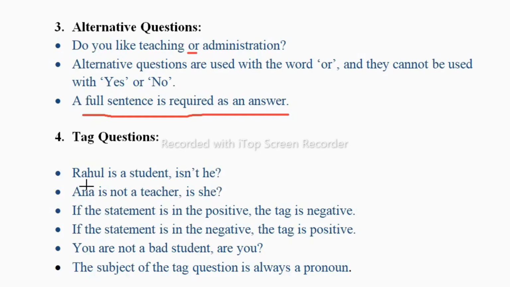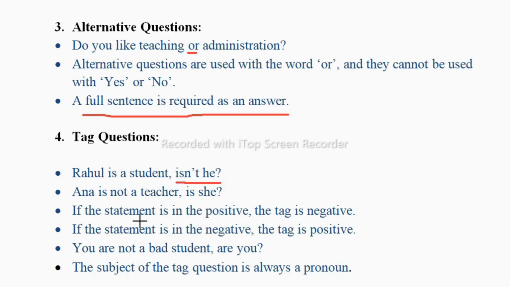Now here, Rahul is a student, isn't he? Now this is your question tag. So in your exam they'll give you a blank and they'll ask you to add a question tag to the given statement. So what you have to do, you have to write in your answer booklet: first you have to write the statement, then put a comma after the statement, then based on the sentence you have to put the question tag.